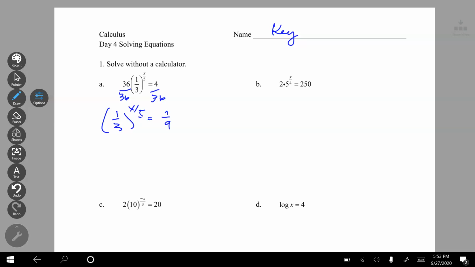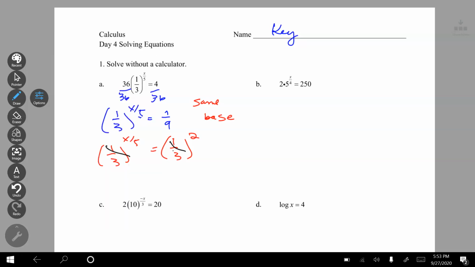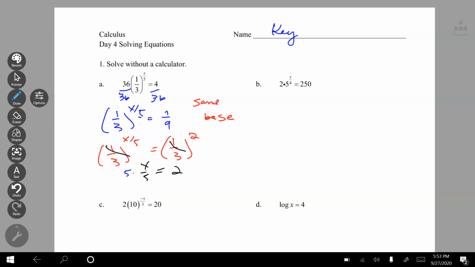Then I decide that, let me rewrite it with the same base. So I'm going to keep my (1/3)^(x/5). I have to think about 1/9 as really (1/3) squared. Well, now I have the same base, so I can cancel out those bases. I have x over 5 is equal to 2, and if I multiply by 5, I get x is equal to 10.